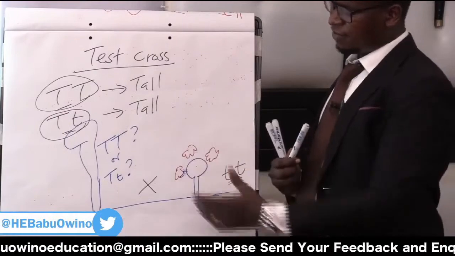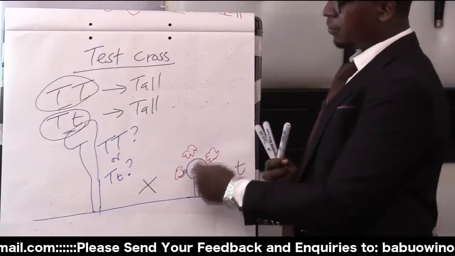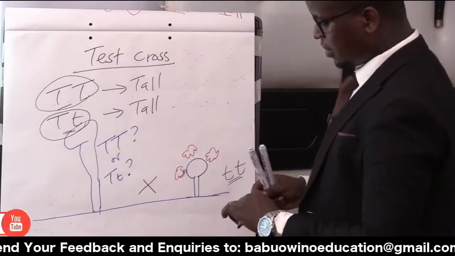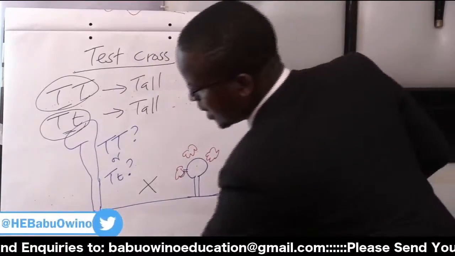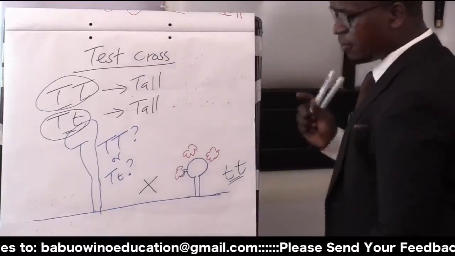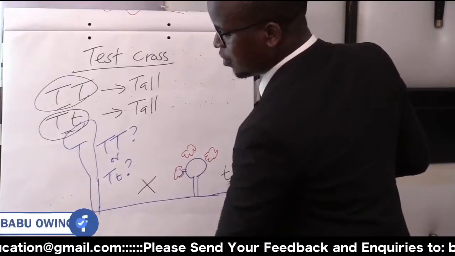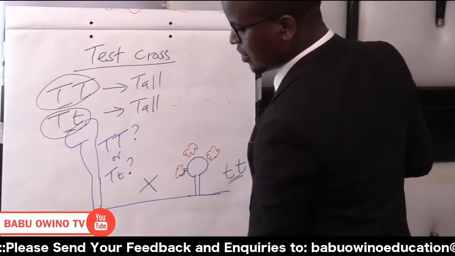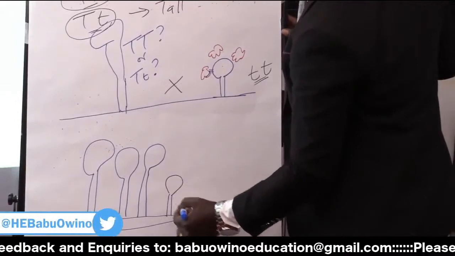Then I will let the seeds form. Once the seeds form, then I will plant the seeds. After planting the seeds, I will then monitor them as they grow. The main observation is, I will be interested in knowing how many of the seeds will grow into dwarf plants and how many will grow into tall plants.